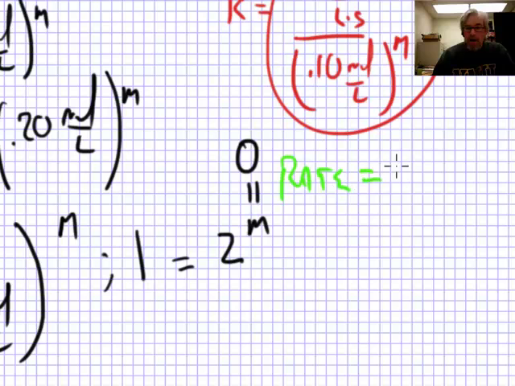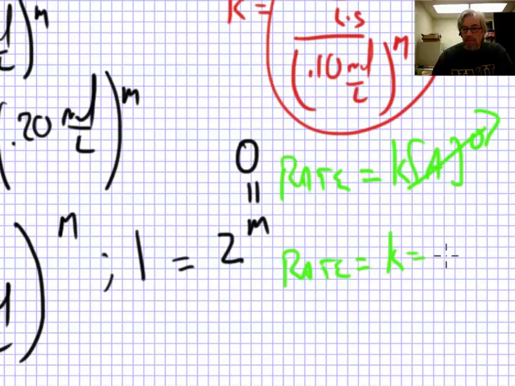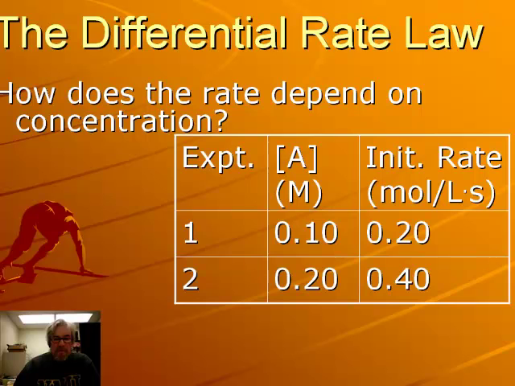Our next job is to evaluate for K. So we now know that rate is equal to K times A to the 0. But A to the 0 is just 1, so this means our rate is equal to K. So from experiment number 1, that means 0.30 moles per liter second is K. Now you actually don't have to do all that math in many cases to figure out the rate law.